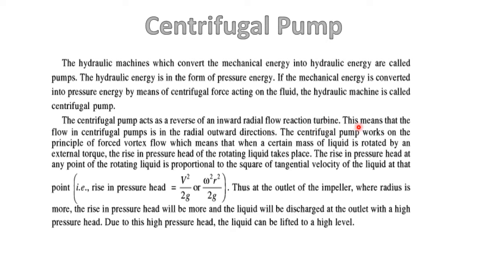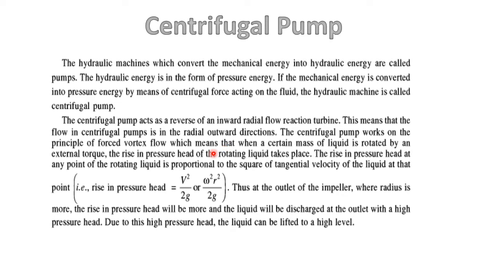The centrifugal pump acts as a reverse of an inward radial flow reaction turbine. This means that the flow in a centrifugal pump is in the radial outward direction. So you have to remember that the direction of flow in a centrifugal pump is radial outward. The centrifugal pump works on the principle of forced vortex flow. So this is also an objective question.